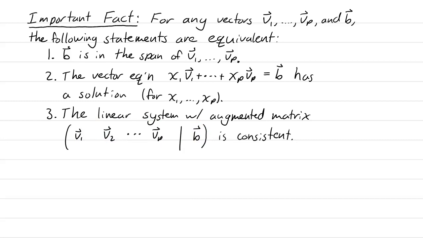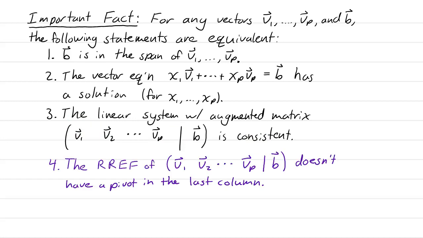And by the way, how do we tell that this system is consistent usually? Well, we row reduce this matrix and then look for the pivot positions. And if there's a pivot in the last column, in the b column, that means there's a row of the form 0, 0, 0 equals 1, which is automatically false. And so the system has no solution, and also the vector equation has no solution, and the rest of these are also false if it does have a pivot in the last column. If it does not have a pivot in the last column, then all of these are going to be true for that combination of vectors.